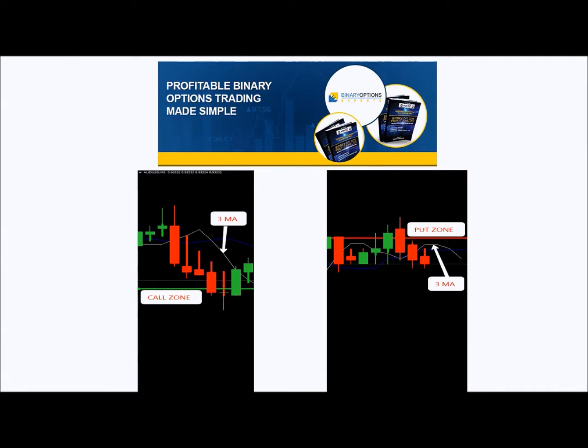On the right side, you can see there is a put zone and the 3 moving average as well. So it's just the opposite of what I said. We need a red candle to cross the 3 moving average when the price is close to the put zone. Again, it's just a zone, so it doesn't need to break it, but it needs to be close. As you can see here, it crosses the 3 moving average. That's when we go through our trading checklist that I will explain further.